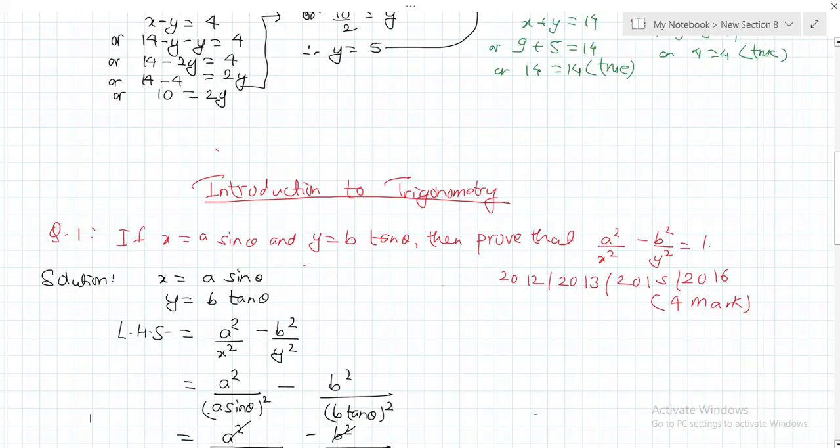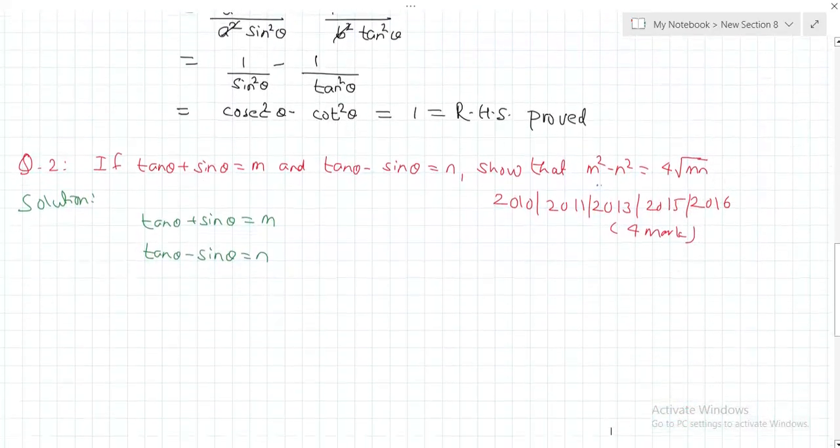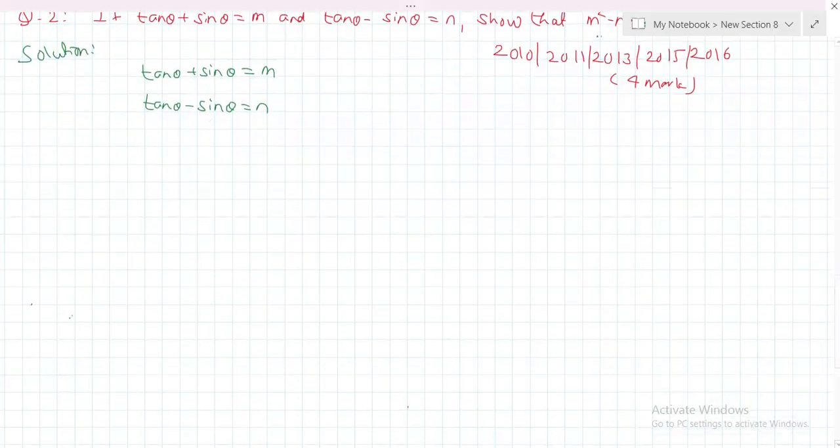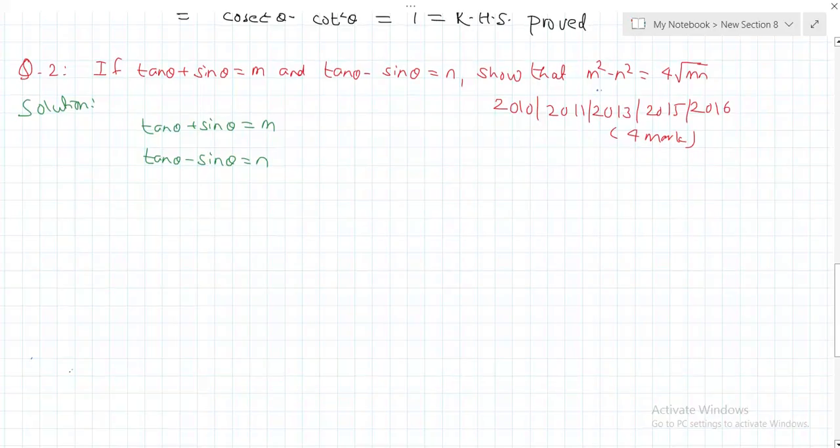Now let us move to our solution. Here is given that tan theta plus sin theta equal to m and tan theta minus sin theta equal to n. We are asked to prove that m square minus n square is equal to 4 root mn. This part is called the left hand side or LHS. This part is called the right hand side or RHS.